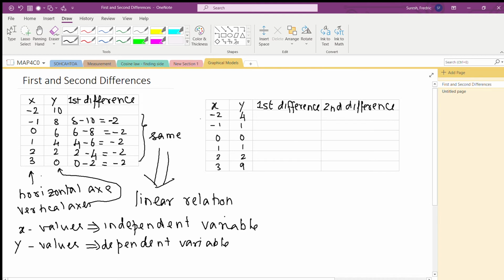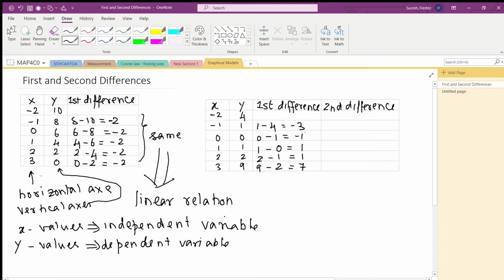Now what happens when the first differences are not the same? So let's look at this example here. Bottom number minus the top number is -3 there, and then 0 take away 1 is -1, and then 1 take away 0 is a positive 1, 2 take away 1 is a 1, 9 take away 2 is a 7. You notice here that the first differences are not the same.